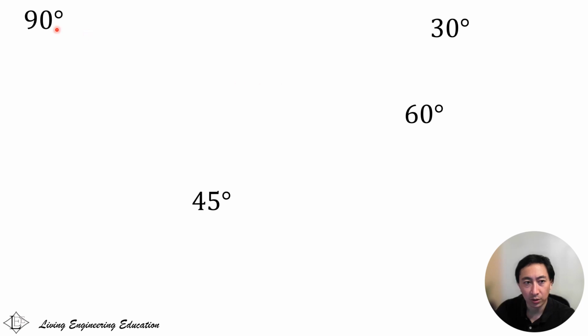Okay, so 90 degrees, 30 degrees, 60 degrees, and 45 degrees. These are very, very common angles that show up, and any combination of them is useful, right? So 90, 180, 270, and 360, plus or minus 30, 60, or 45, right? Any of those are very useful. And here's the reason why.